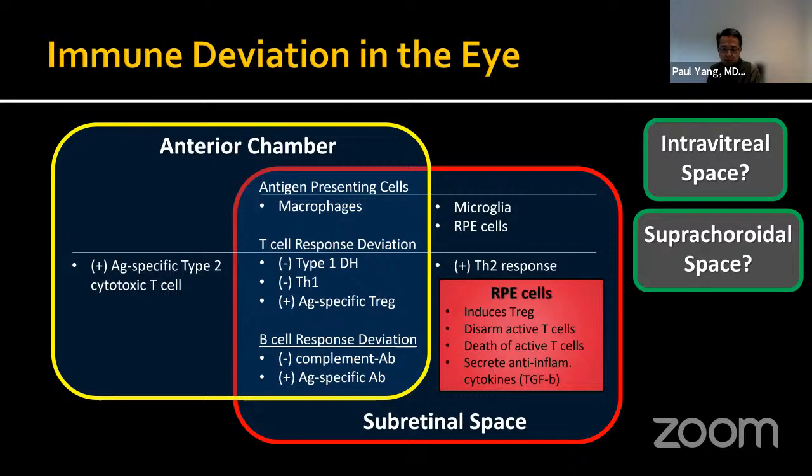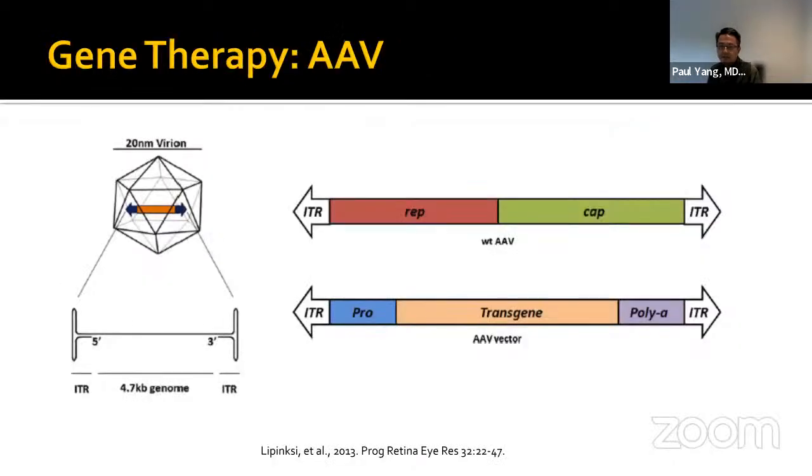One difference is you have the RPE cells. And the RPE cells we know also induce immune deviation, induces T regulatory cells. It disarms active T cells and causes the death of active T cells. It secretes anti-inflammatory cytokines such as TGF-beta. We're not so sure there's immune deviation in the intravitreal space or the suprachoroidal space, which are other routes of delivery for gene therapy.